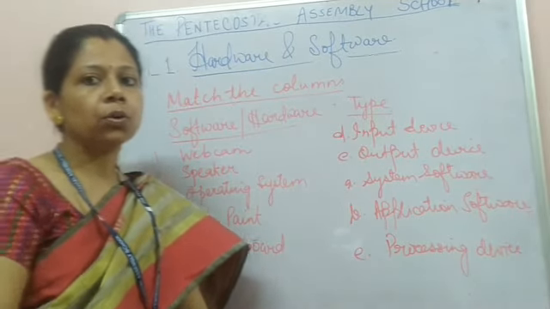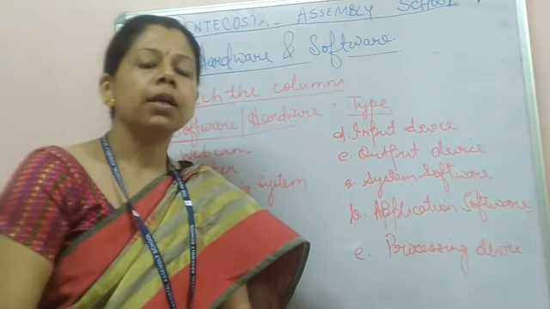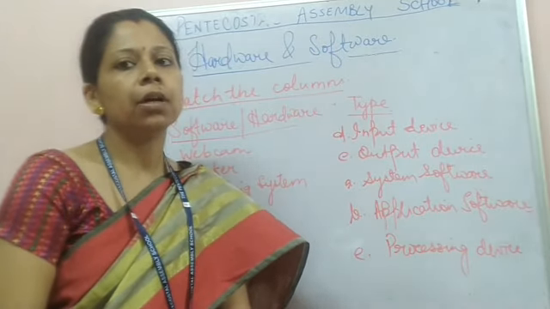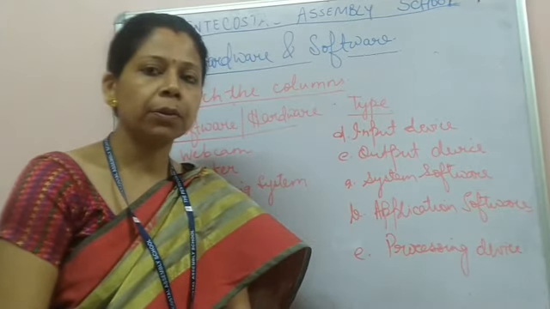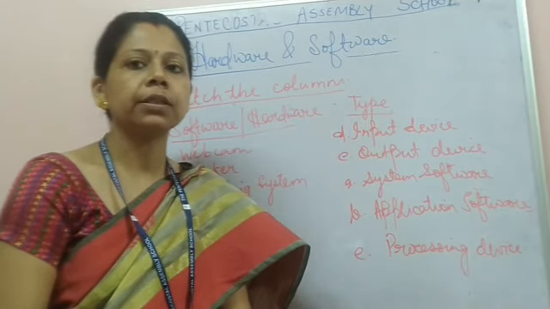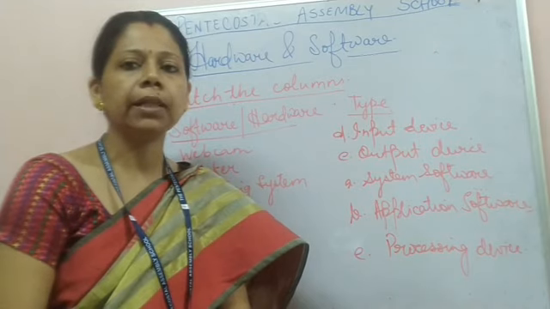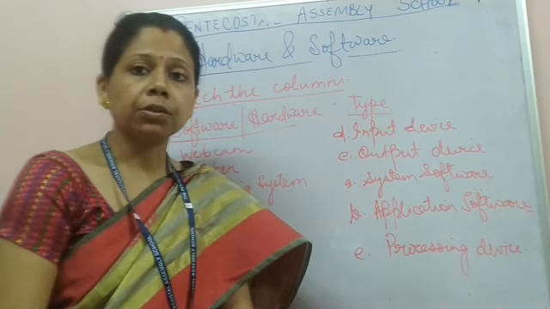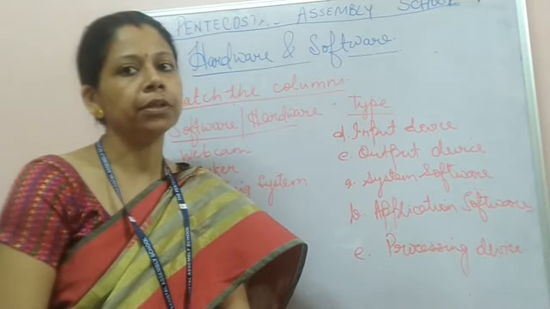So students, I hope you have understood the things that I have taught you today. What we have covered till now is the components of hardware, categorization of hardware, the input devices, processing device, output devices, software, categories of software, application software, and the uses of computer in different fields.